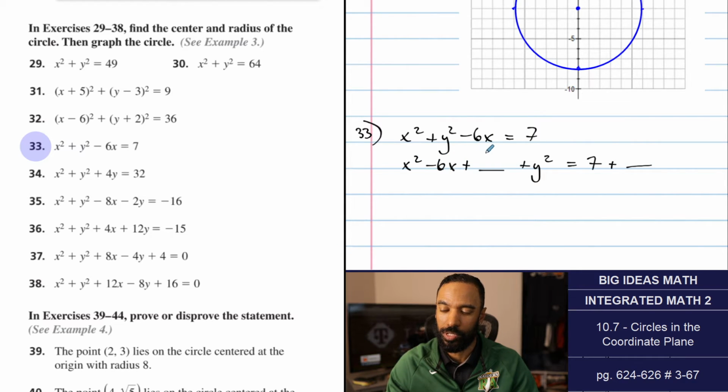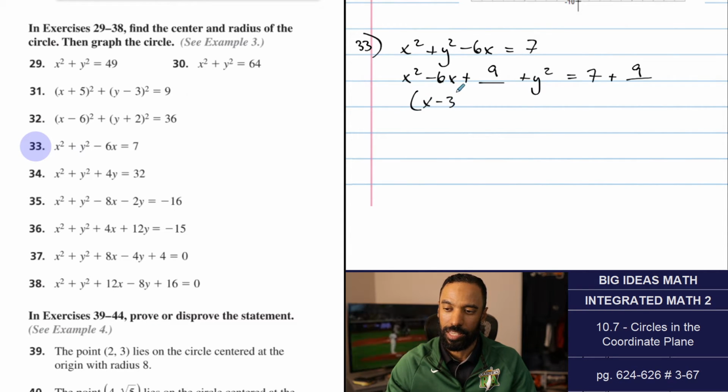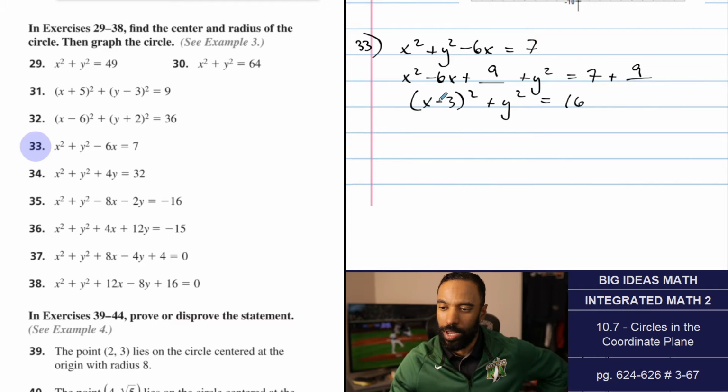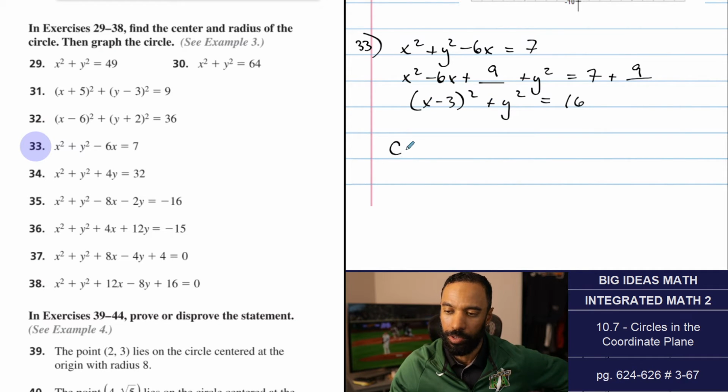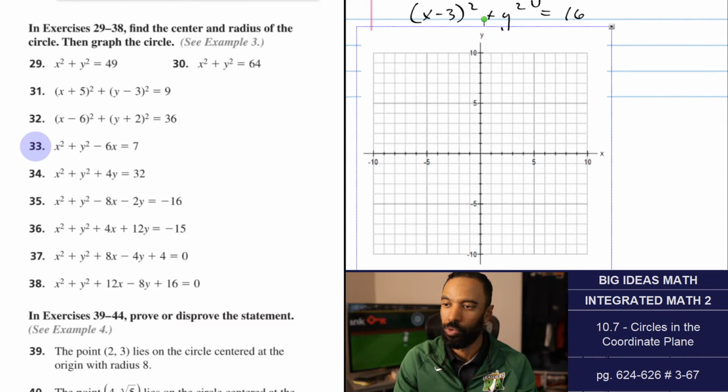Negative 6 divided by 2 is negative 3. Negative 3 squared is 9. So 9 will be added to both. Negative 3 is the number that exists in the factoring of this. And 7 plus 9 is 16. This is the standard form equation of the circle. So we are at 3, 0 for our center and a radius of 4. So 3, 0, radius of 4.